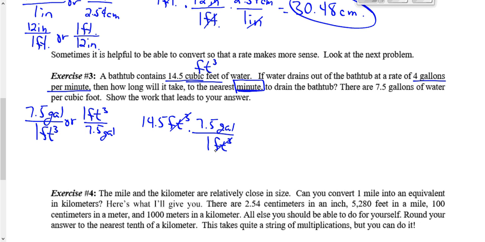Okay. And what else do we need in here? We need gallons per minute. Oh, here's another ratio: 4 gallons per 1 minute. Got to put that in there. Or how could you write that? 1 minute over 4 gallons. There we go. So we need to put that in there.